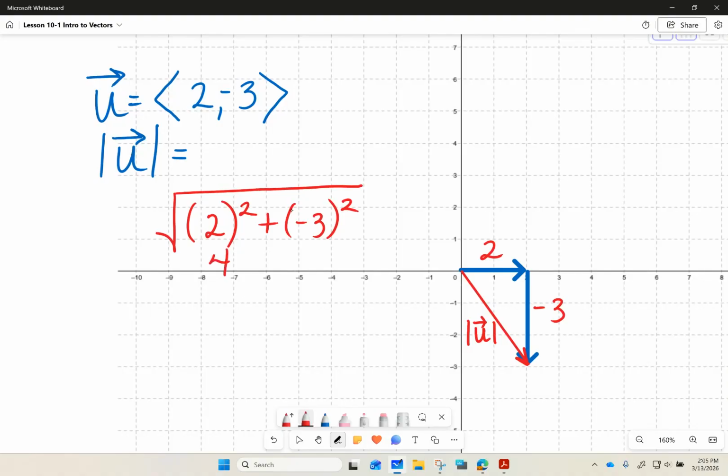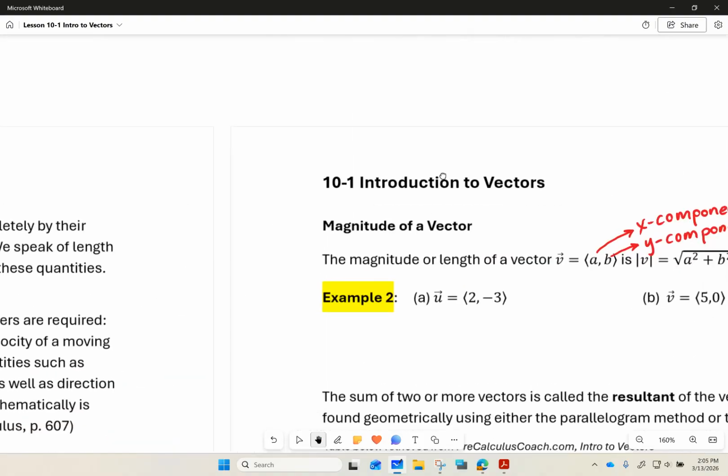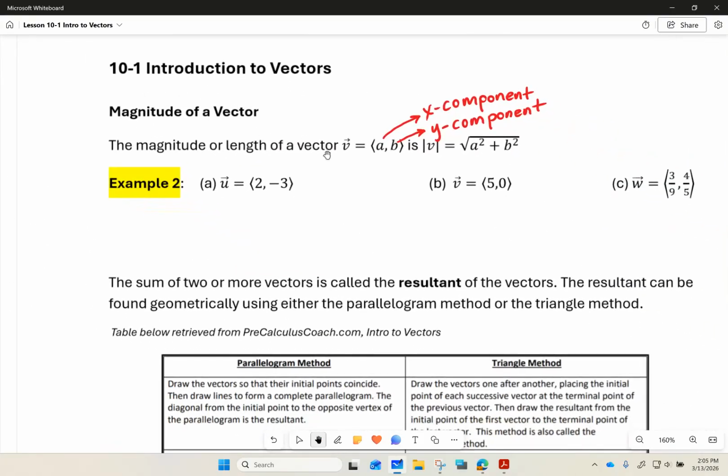And in this case, I'm doing 4 plus 9 square rooted, which is going to give me the square root of 13. And I'm just going to stop right there, since that's not a perfect square. And I'm done. Okay? That's all you are doing. That is all that you're doing. So in this particular problem, the magnitude of vector U is going to be the square root of 13.